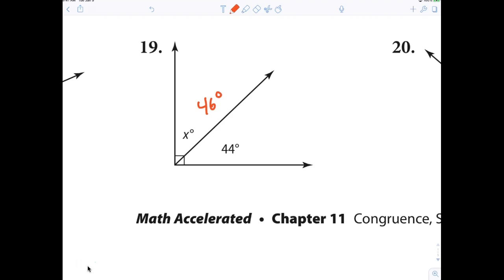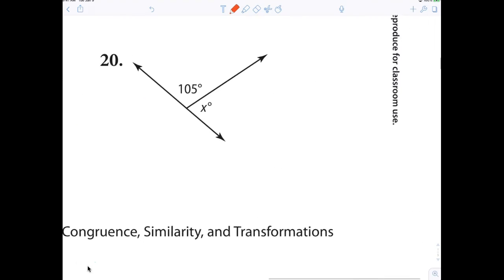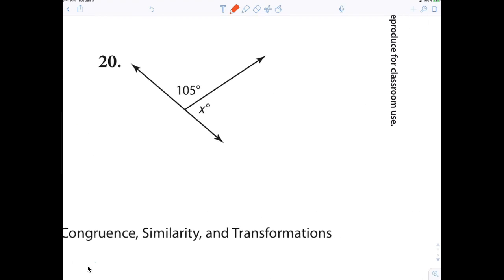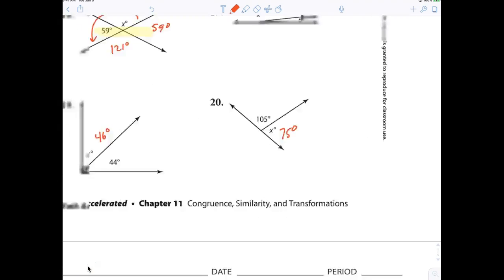Thank you. All right. And now 20 is called what? Supplementary. And that is how many? 75 degrees.